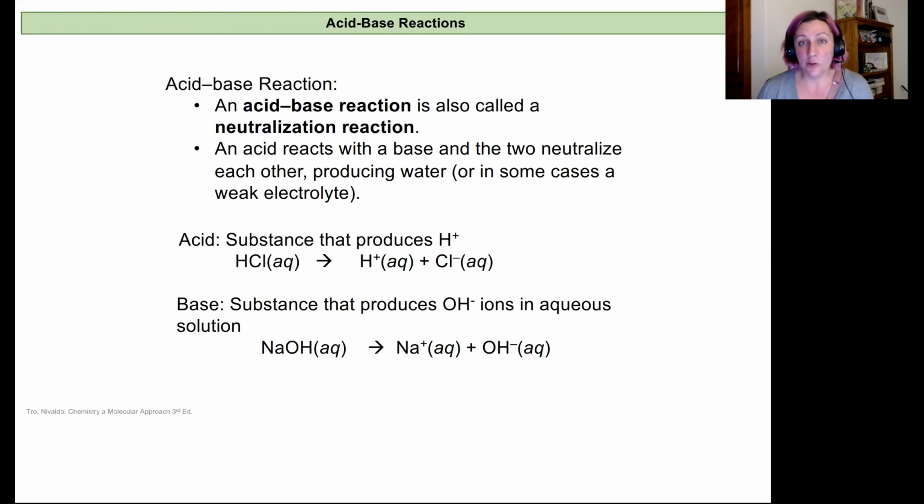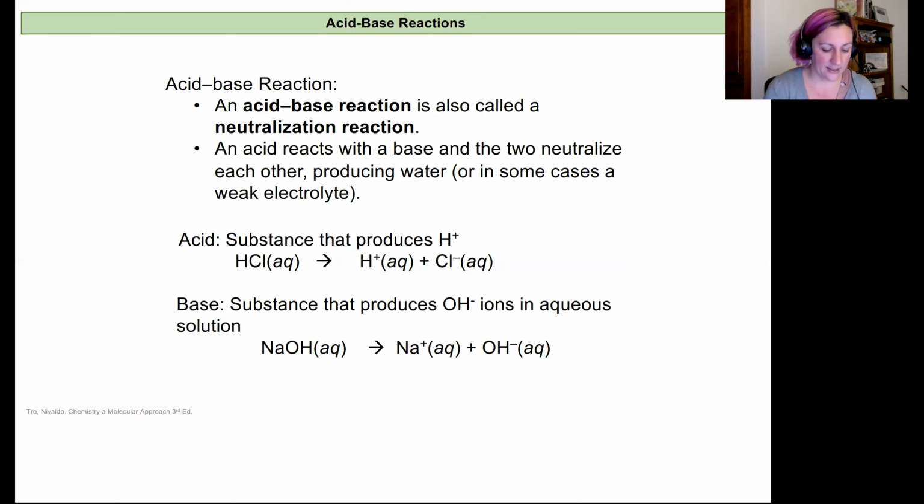In a neutralization reaction, an acid reacts with a base and the two neutralize each other, and they always produce water in this sense, and sometimes a weak electrolyte. And so this is our simple version of acid-base chemistry, and we'll look into exceptions to these foundational rules that we set forth. So let's define what these things are.